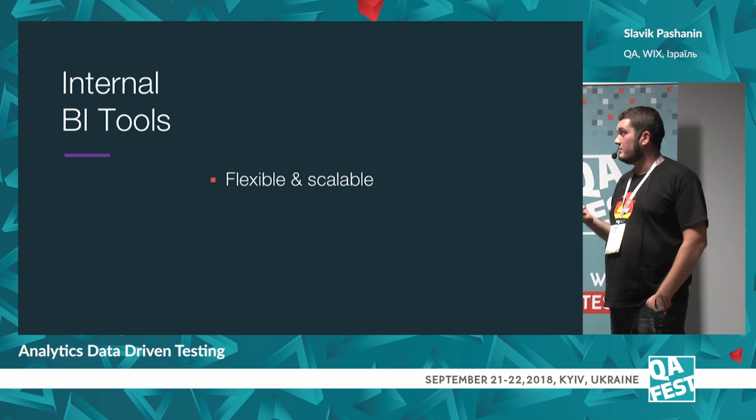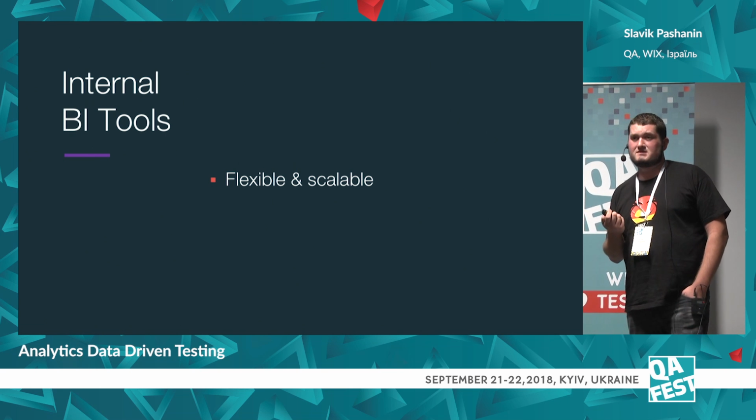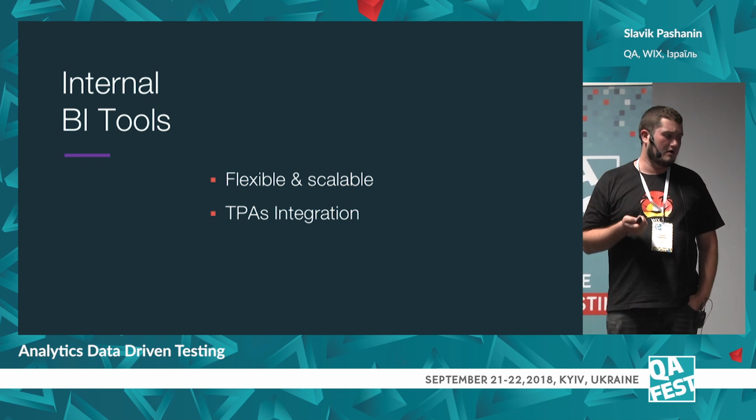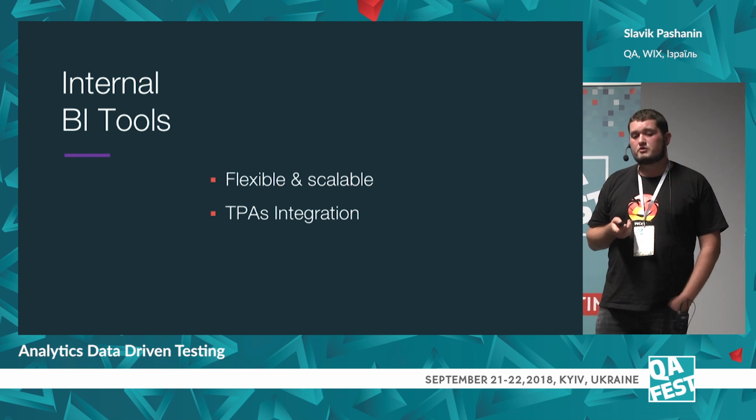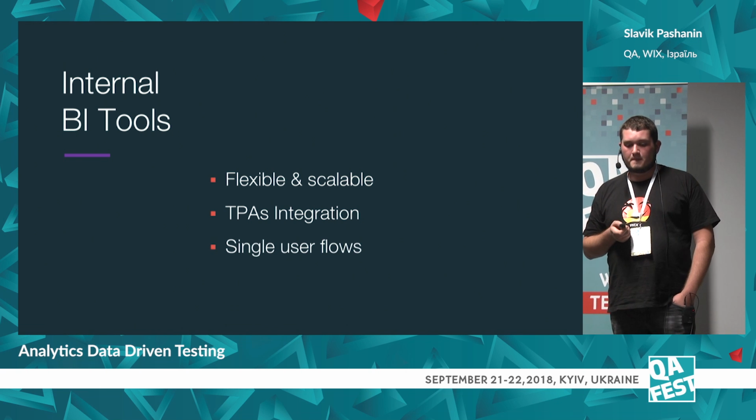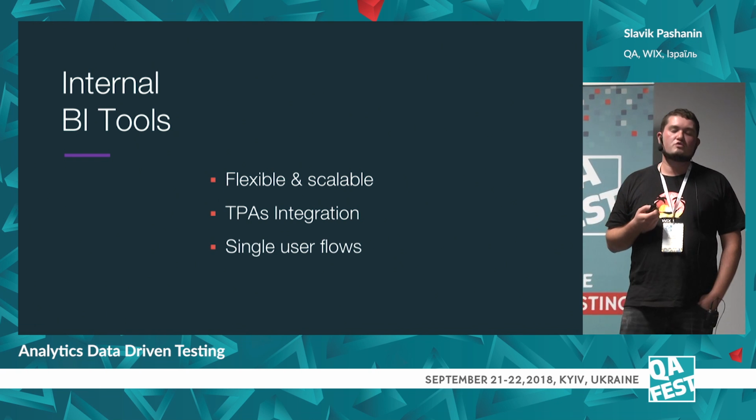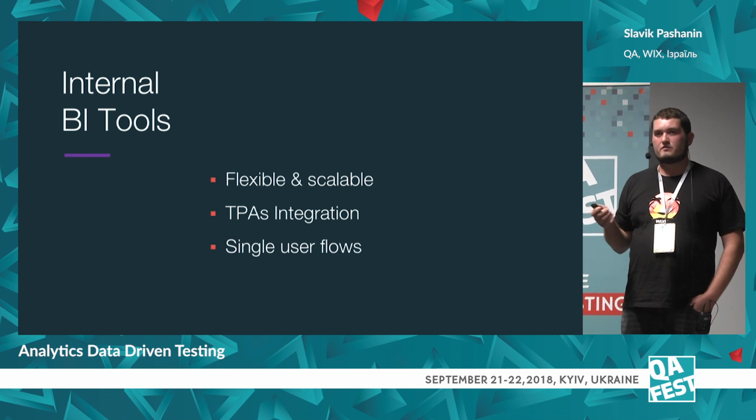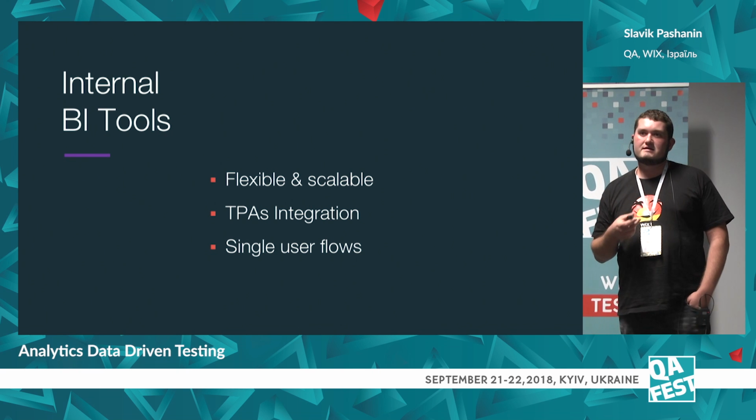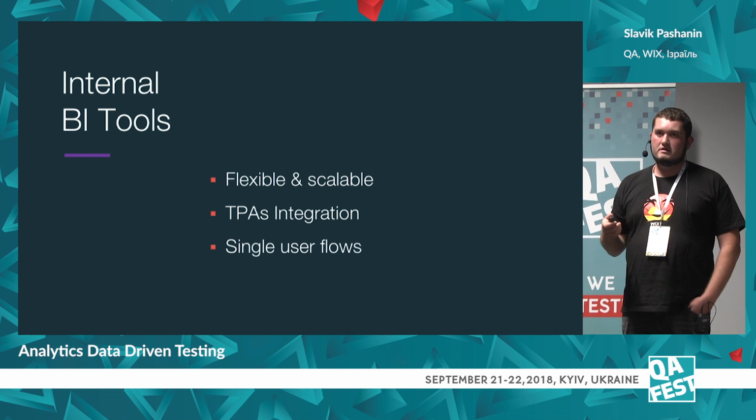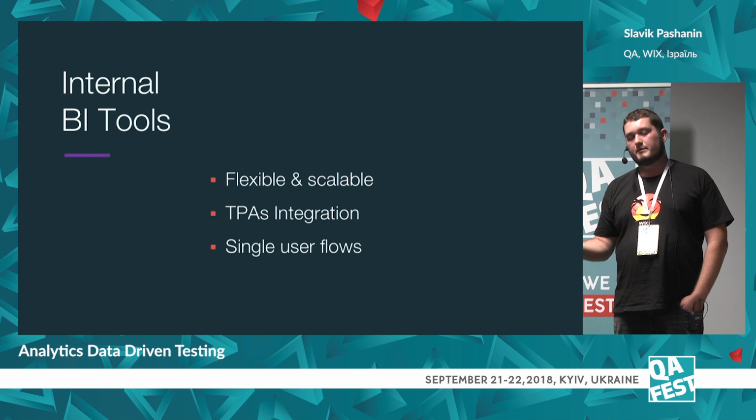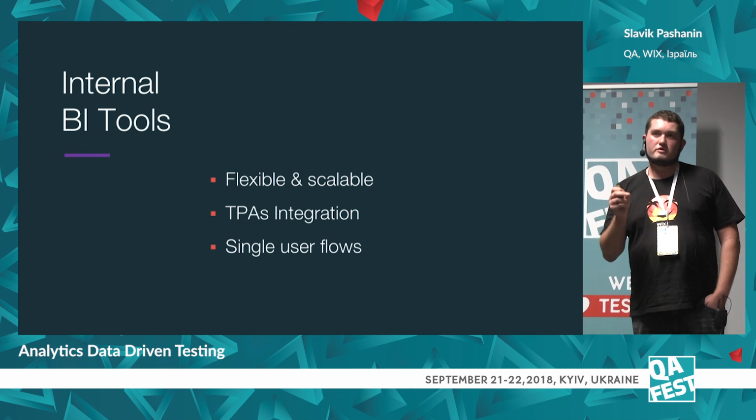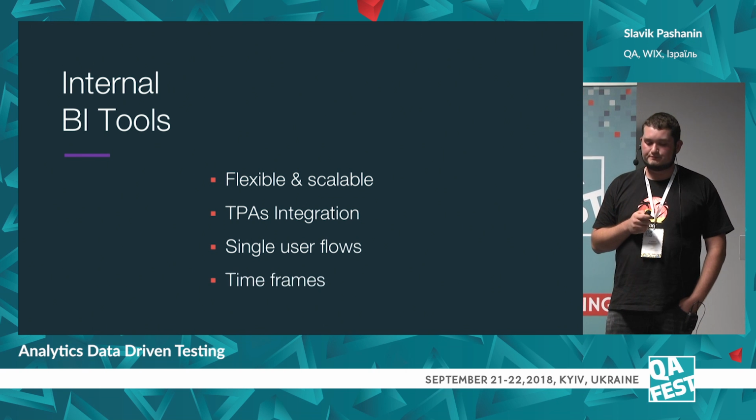So a little about BI, it's flexible and scalable. We have a really very strong integration to third-party applications. We can see user flows. Google Analytics provides some user trends. For example, I can't see what exactly a single user did in my app. But with internal tools, I can just look at a single user and not the trends.